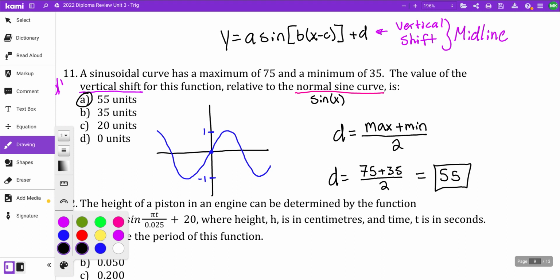A. What is it? Maximum minus minimum? Maximum minus minimum is your a value. That's a good question. You're welcome.